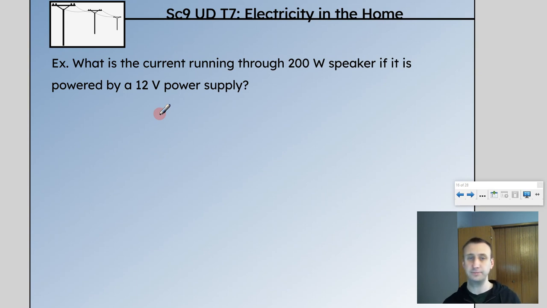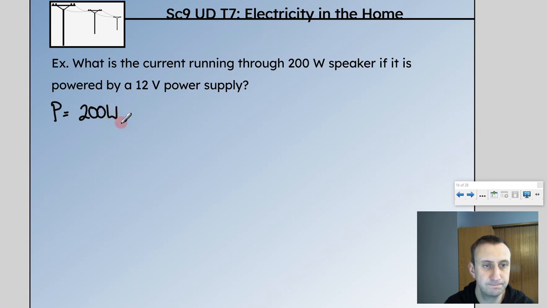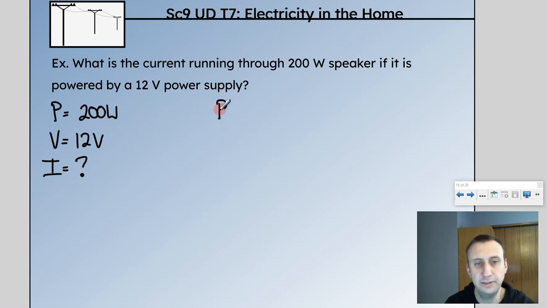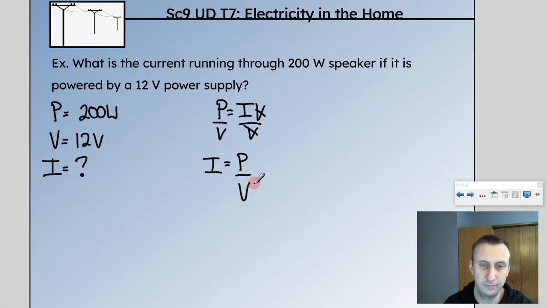So let's try one example. Let's say we have a 200 watt speaker, which is a very powerful speaker, and it's powered by a 12 volt power supply, and I want to know what is the current that's running through that speaker. So I would start out by writing my power is equal to 200 watts. And I have a voltage equal to 12 volts. And I am looking for my current. So P is equal to IV. I want to solve for I, so I'm going to divide both sides by V. Gets rid of it. So I have current is equal to power divided by voltage.